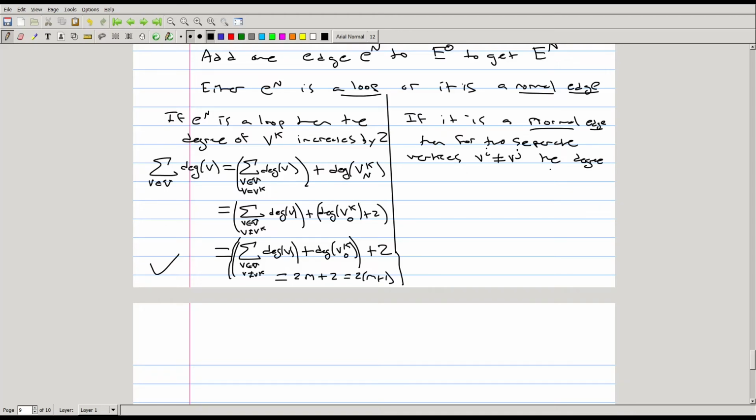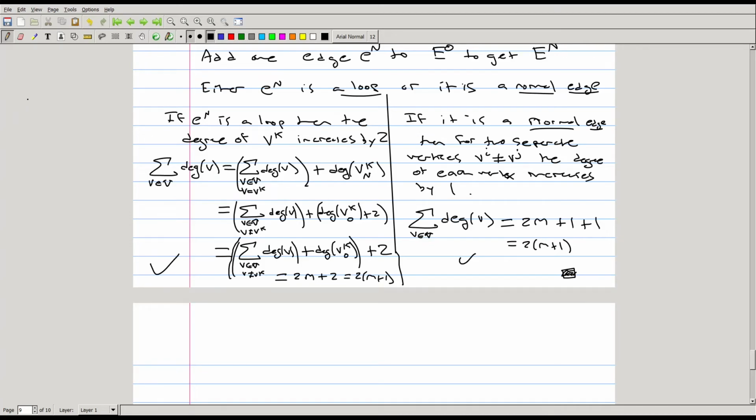the degree of each vertex increases by 1. So you have an increase in the degree of Vi and the degree of Vj by 1, and thus in a very similar manner to here, I'm not going to go through and show it. It's almost the same step. The sum of the degrees of V ends up being equal to the original sum, which is 2m, plus 1 plus 1 for each of the extra degrees in Vi and Vj. This becomes 2 times m plus 1, and our inductive step is done.